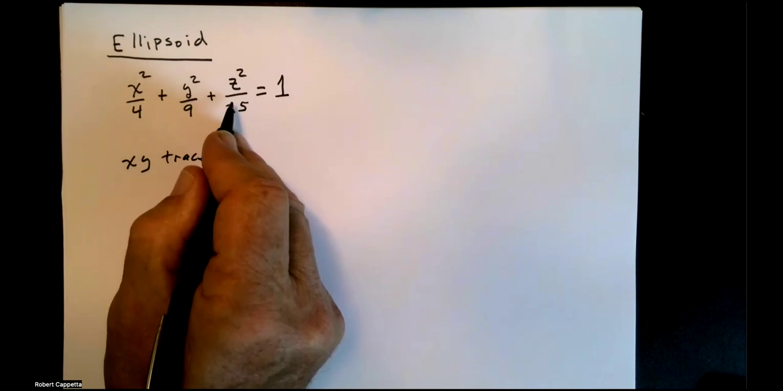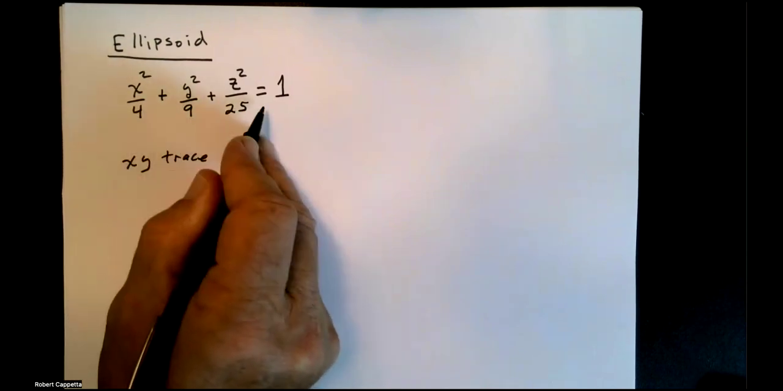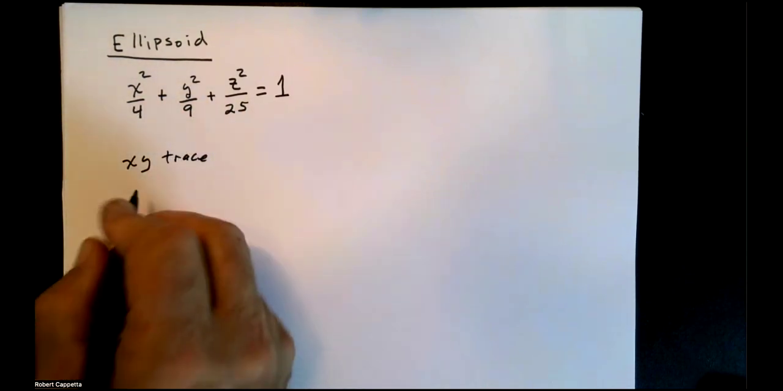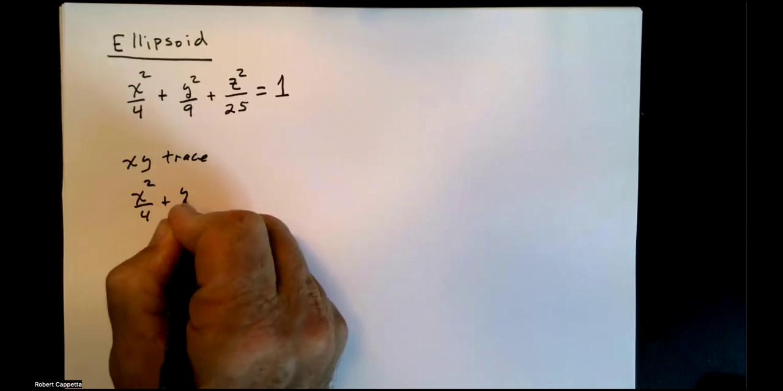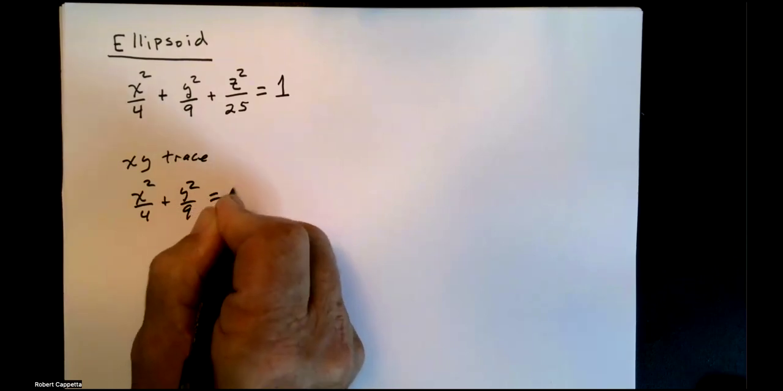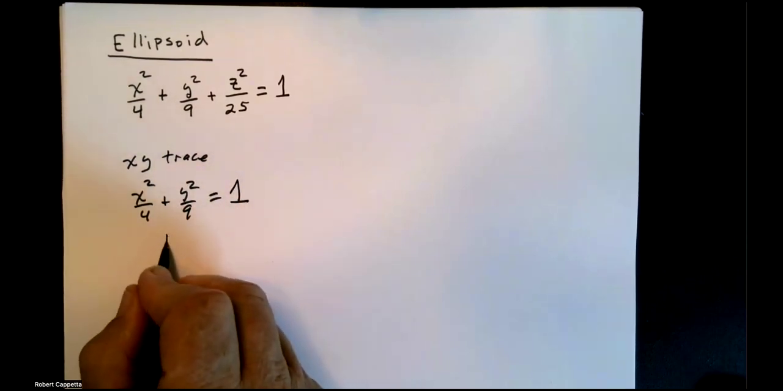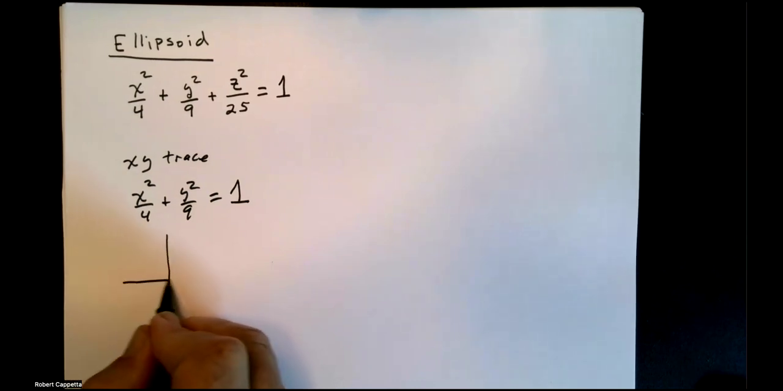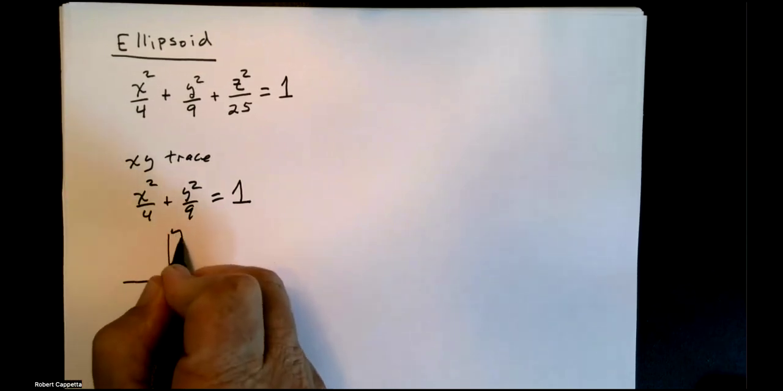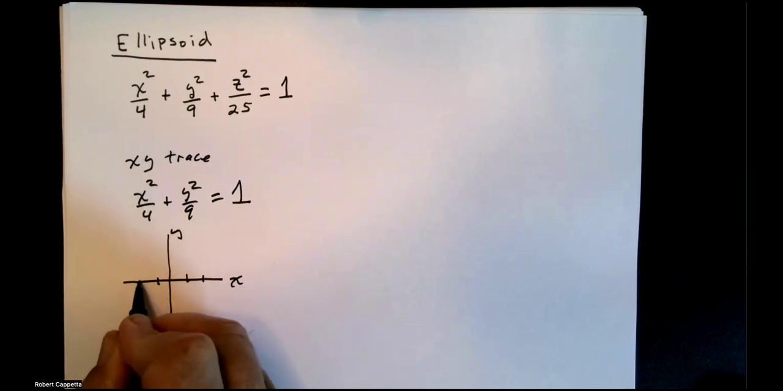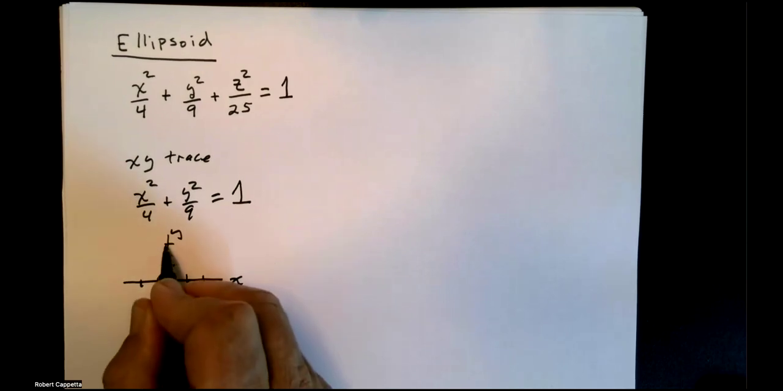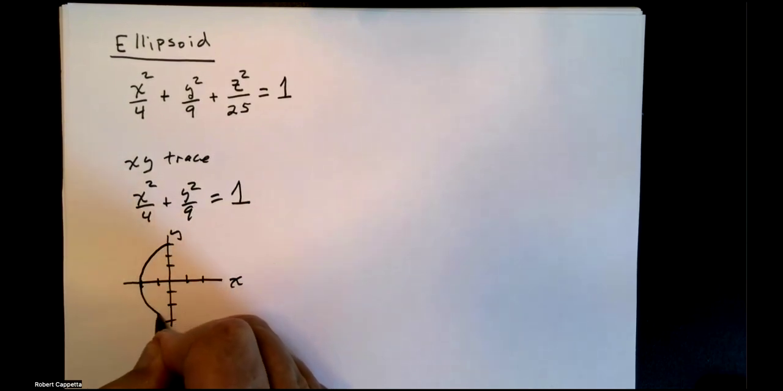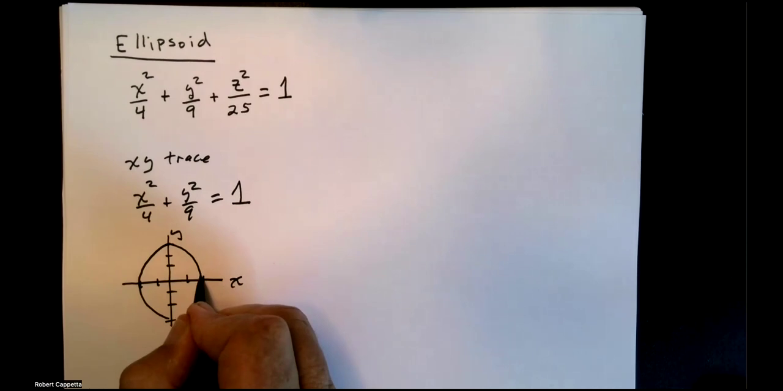So if z is 0, where is the curve intersecting the xy plane? If the z is 0, we have x squared over 4 plus y squared over 9 equals 1. And what does that look like? That is an ellipse. In the x direction, it goes out to 2, and in the y direction, it goes up and down to 3. So our xy trace is this. You think of the xy trace as being the floor of that surface.